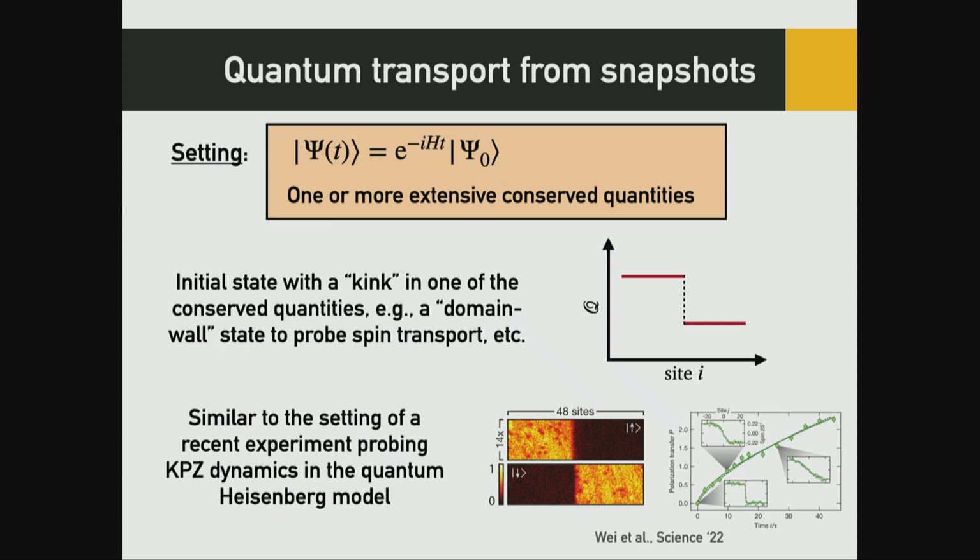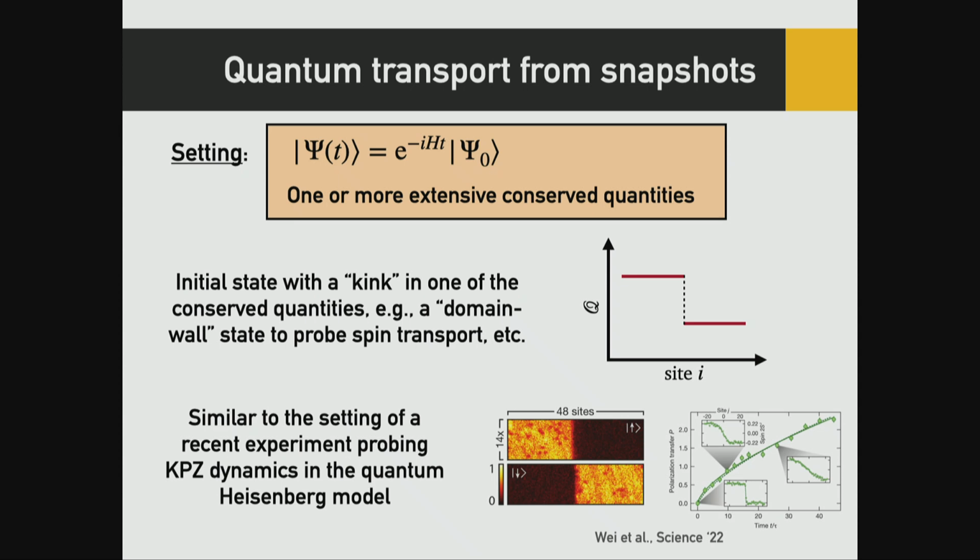So first of all, the setting that we have in mind is one typical setting to probe transport. Namely, we are going to study the unitary dynamics generated by some Hamiltonian with some conserved quantities. And we prepare the system initially in a way that it has a kind of kink in one of those conserved quantities, as schematically shown there. And this is, for example, motivated by some recent experiments, like the one shown here, where they study spin transport in the Heisenberg model.